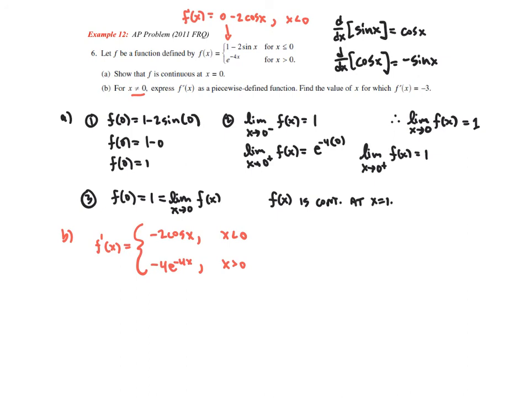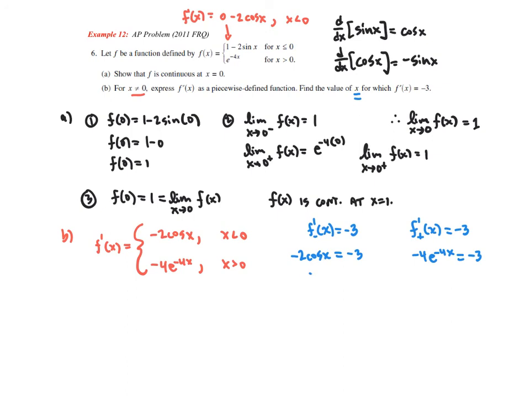Our next step within this process is to find the value of x for which f prime is equal to negative 3. So I want to find the x value coming from the left on the derivative such that this is true, if any exist, and the same thing coming from the right. I have to consider both functions and see if either of the two sides of the piecewise takes on a slope of negative 3. So I'm going to use negative 2 cosine x coming from the left, set it equal to negative 3, and on the other side, negative 4 e to the negative 4x, and set that equal to negative 3. Now let's solve.